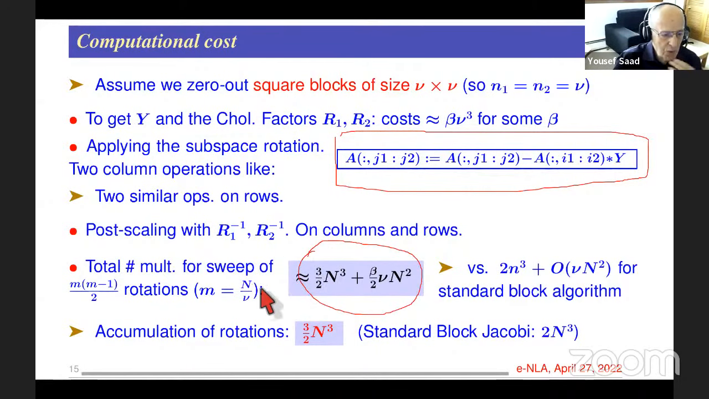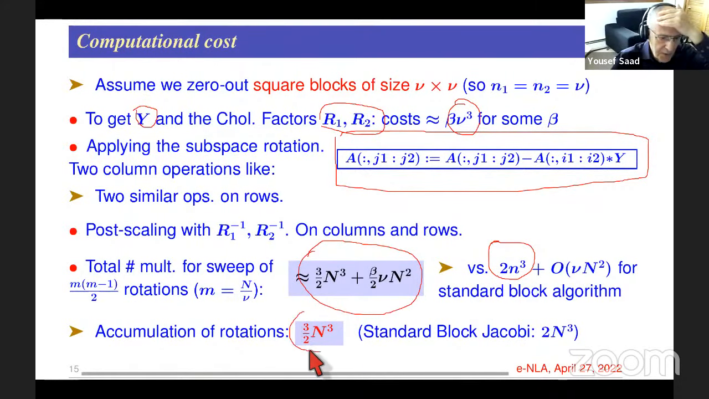This is the whole sweep of m by m minus 1 divided by 2, eliminating all the blocks in the upper triangular part. Nu here reflects the cost of the ordering cubed method, or, for example, the Cholesky factors you have to extract, and also getting the matrix Y. So I put all of those in the form beta nu cubed. Beta is some number, I don't care what it is. And the total cost is of this type. This is to compare with this cost in the standard block version. So you gain a little bit, it's a 25% gain.